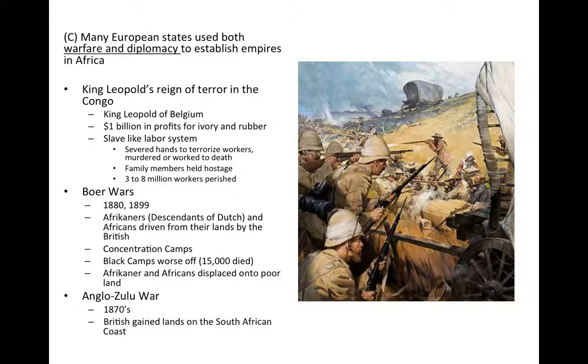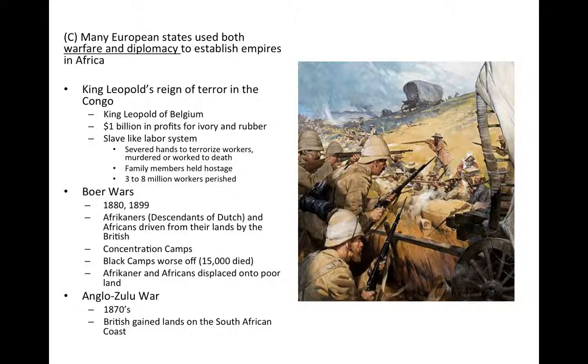But a better example of warfare would be the Boer Wars and the Anglo-Zulu War. If you recall, the Boer Wars actually were wars between the British and Dutch natives. So prior to the British, the Dutch had colonized South Africa, and the Dutch who were born there, kind of like Creoles, they were called Afrikaners. Eventually, they were driven off their lands by the British and placed into concentration camps. The Afrikaners teamed up with African peoples in that region. But again, it was really pretty much a loss for both the Afrikaners and Africans who were put into concentration camps. The black camps were much worse off.